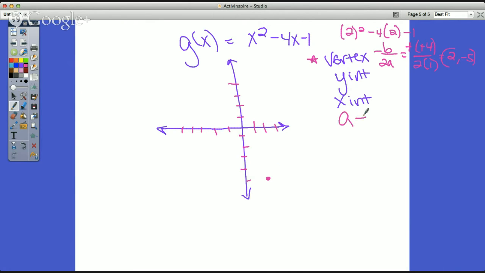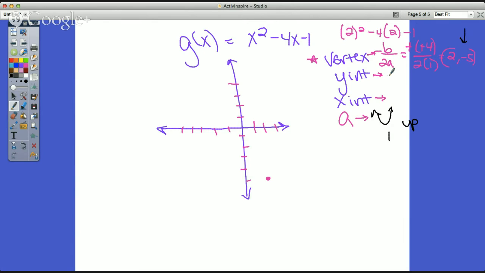Another thing you might want to find is your a. Is it going up or down? That might be helpful to do next. So we know the vertex is at 2, negative 5. My a is positive, therefore I know it's going upward. And we know a is 1, so it should be rise 1, run 1, rise 1, run 1, at least for my first two there.